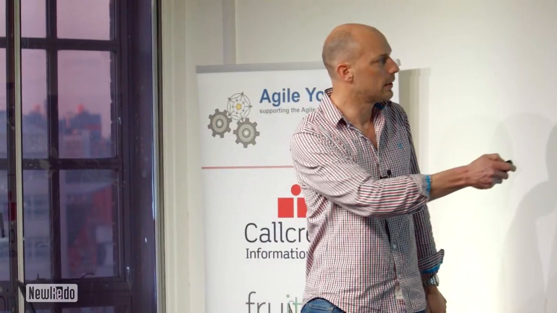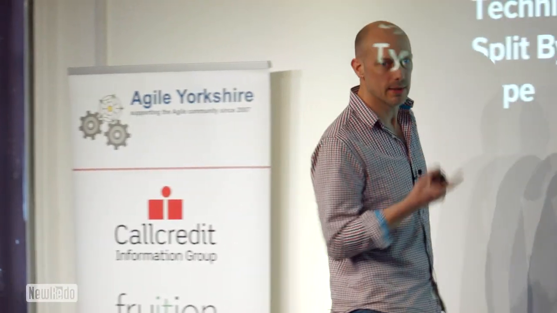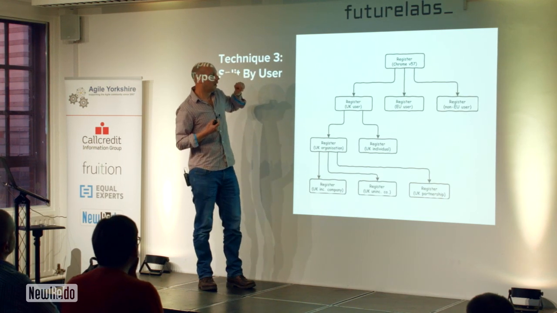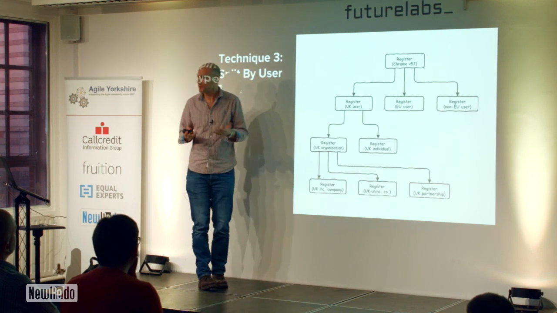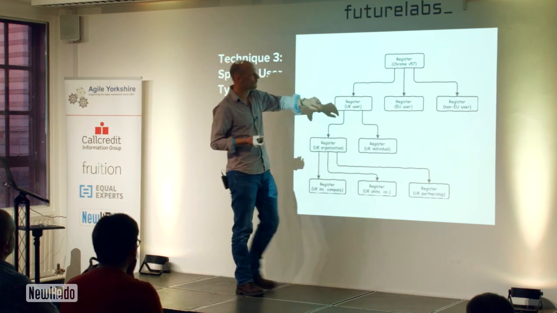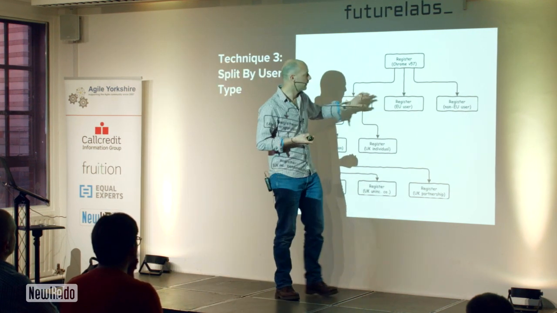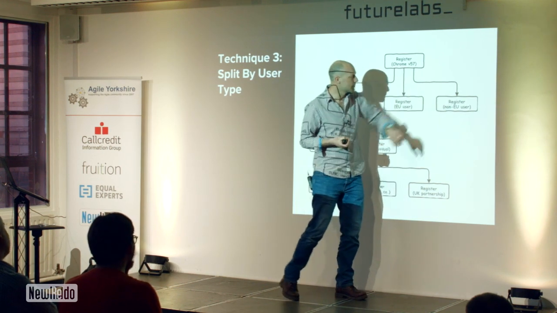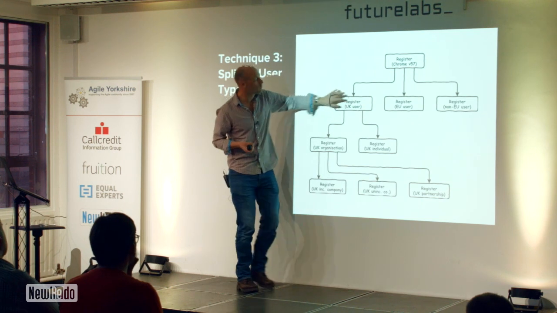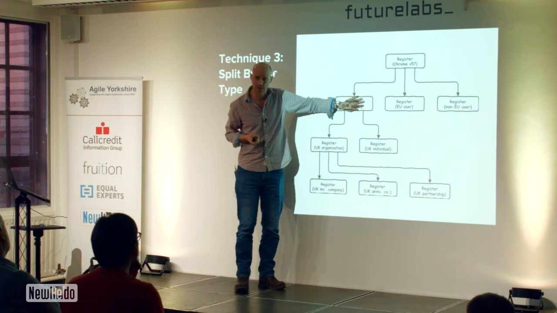Okay, so that's the next one. Next one, split by user type. This is a real example from a project I was working on 6 months ago, where for registration we had different types of users, and the registration process was different if you were a UK user, someone from the EU, which was pre-Brexit by the way, or someone outside the EU. So we said, okay, most people were over here, so let's focus in on that first.